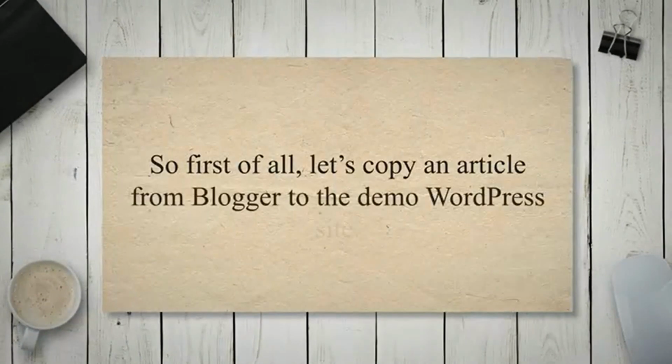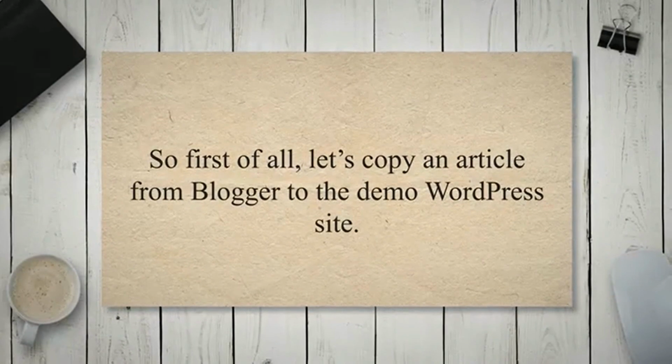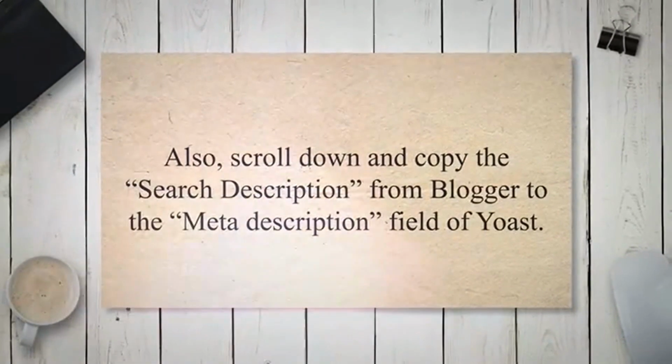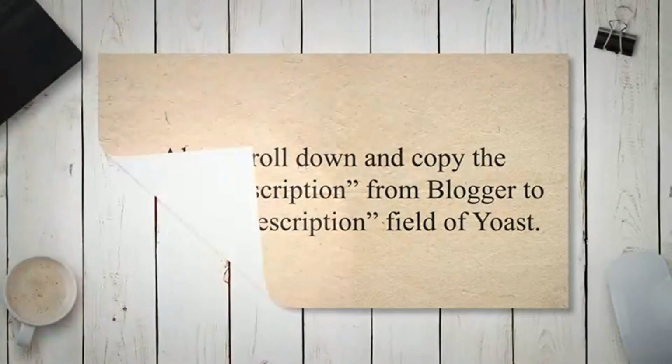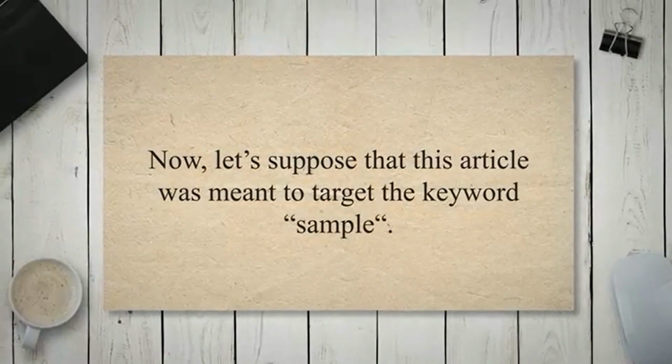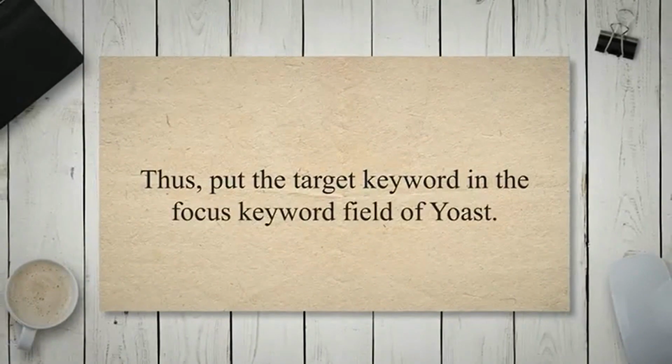So first of all, let's copy an article from Blogger to the demo WordPress site. Also, scroll down and copy the search description from Blogger to the meta description field of Yoast. Now, let's suppose that this article was meant to target the keyword "sample". Thus, put the target keyword in the focus keyword field of Yoast.